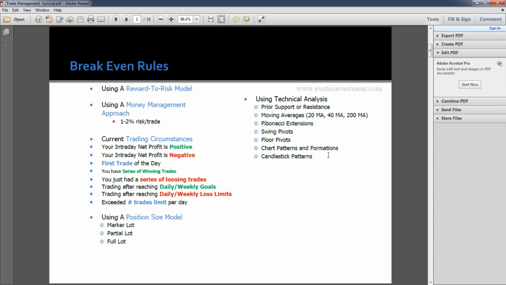Okay, so the break even rules and how you'll manage the trades, and the survival of you and everything. So using a reward risk model and using a money management approach, 1 to 2% risk to reward ratio. So that is how you will find out if you can at least reach the break-even levels. Okay, and you will find out the current trading circumstances. Your intraday net profit is positive, your net is negative, or it is the first trade of the day, or you have a series of winning trades. All these are the mindset which is required for you to attain consistent returns in the market today.